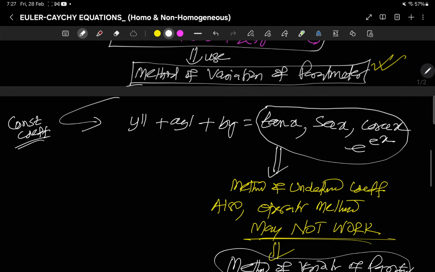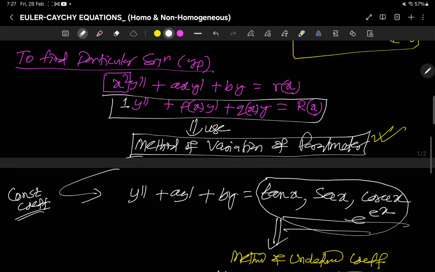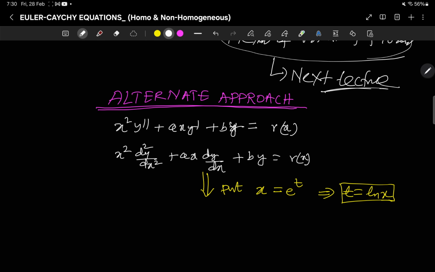Together with this type and together with this Euler-Cauchy equation, I will discuss the method of variation of parameters in the next lecture. Coming to the alternate approach, this is the Euler-Cauchy equation. So y double dash means d square y by dx square. Now I want to convert it to the other variable. If I put x is equal to e to the power t, then t is equal to log x.